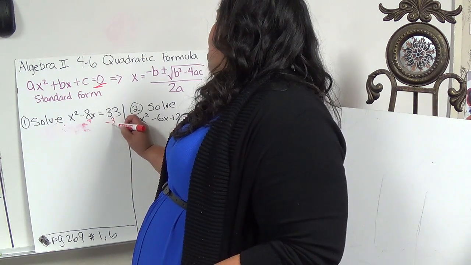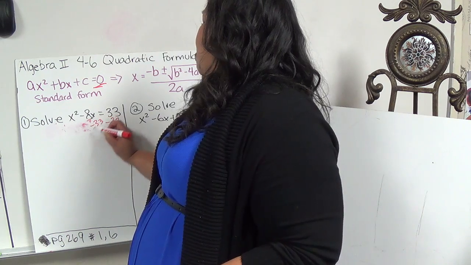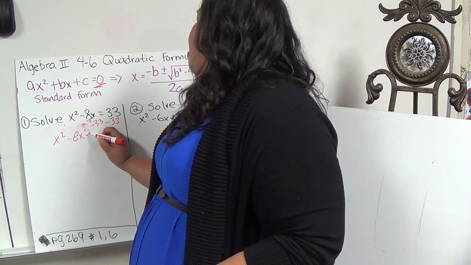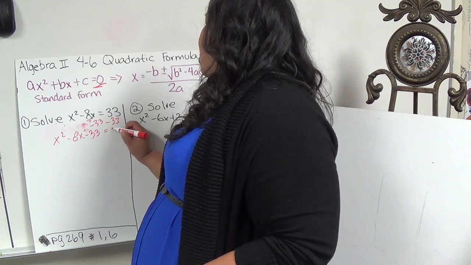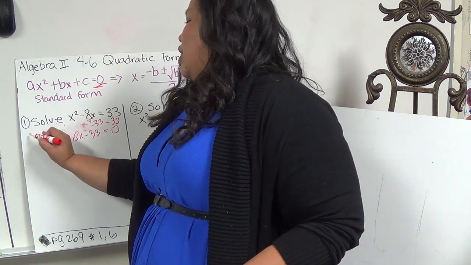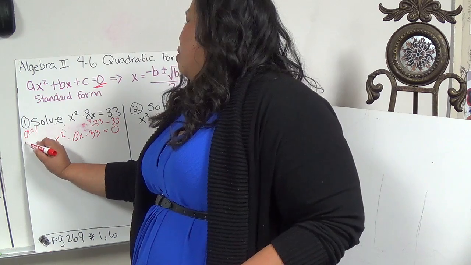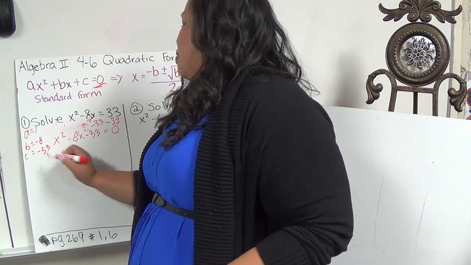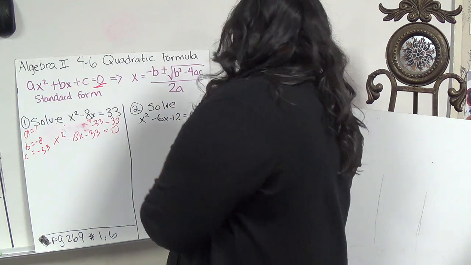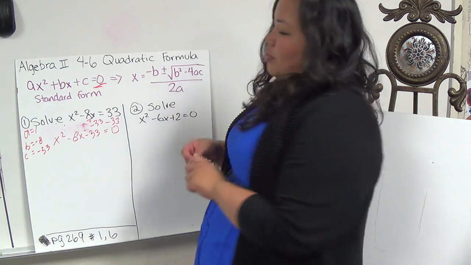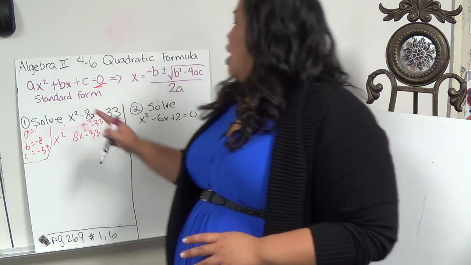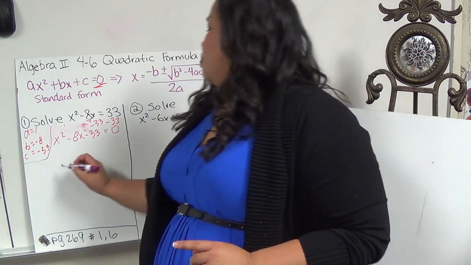So I need to make this equal to 0 by subtracting 33 from both sides. I end up with x squared minus 8x minus 33 equals 0. Now I can list it. My A is 1, my B is -8, and my C is -33. Okay? Once I've identified those, then I can plug them into this equation.